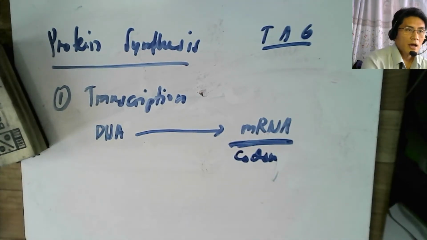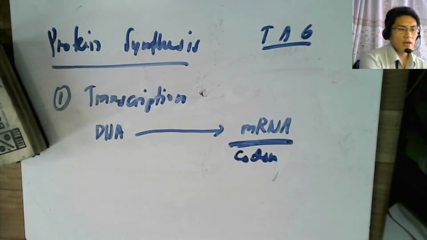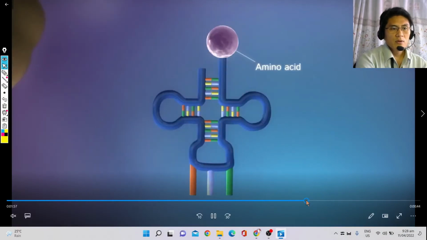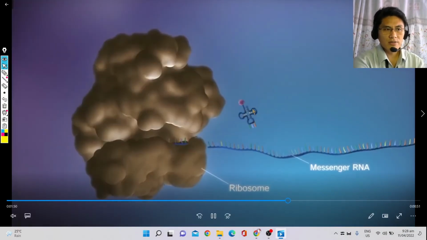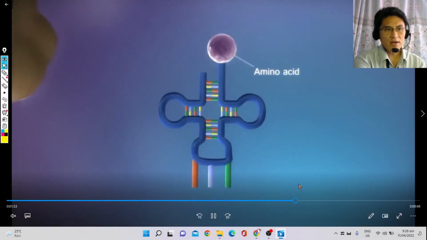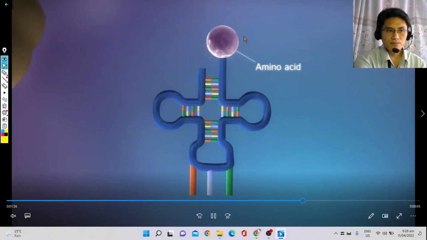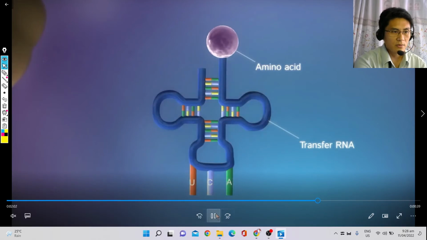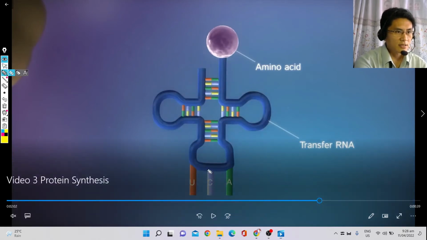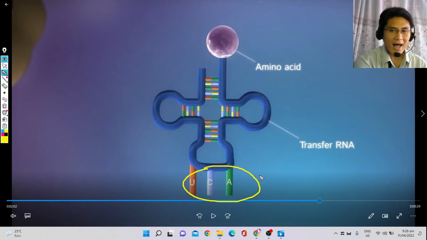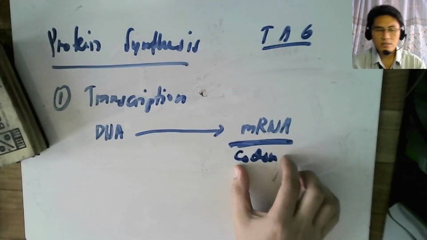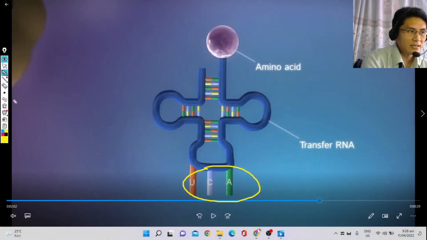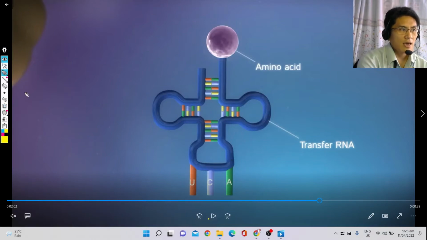It has a codon. And then what happens is the ribosome pairs it with a tRNA. And that tRNA has an amino acid, and it has base pairs also at the bottom. And these here are called anticodons. Okay? So the mRNA has codons, the tRNA has anticodons. Okay? And how does that work?